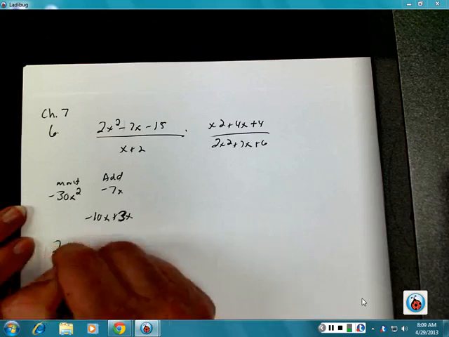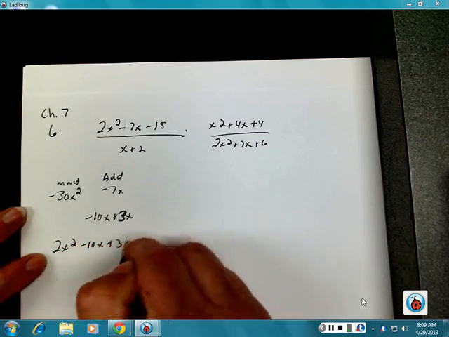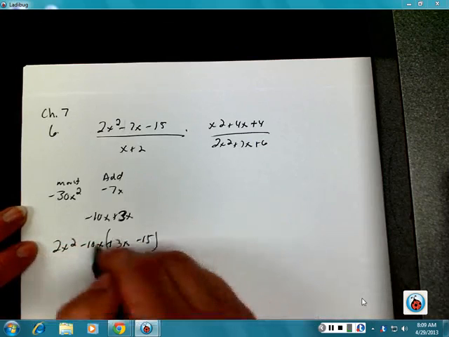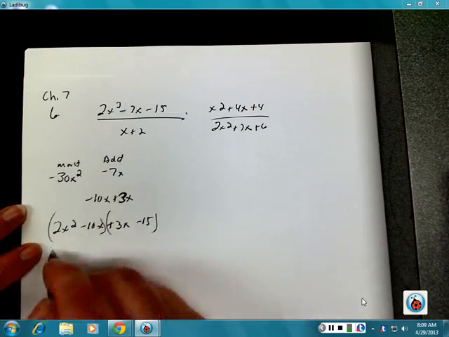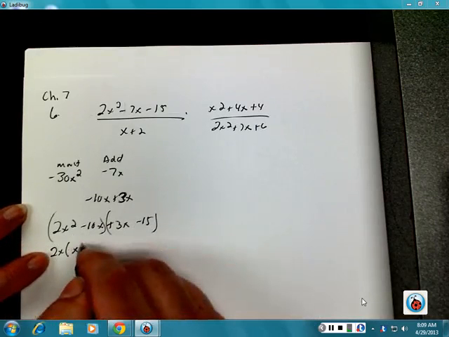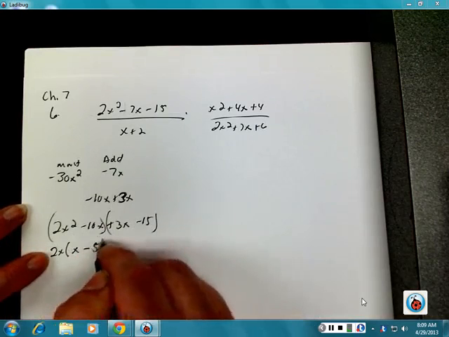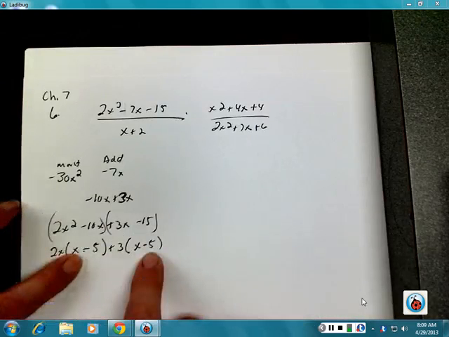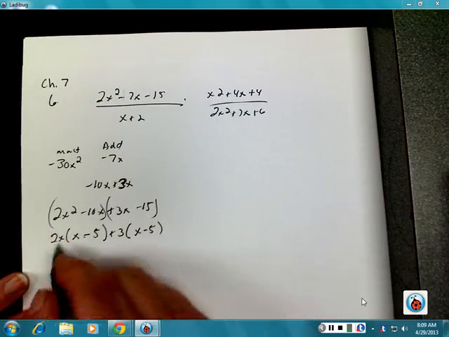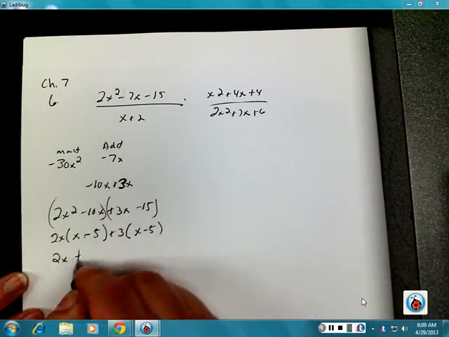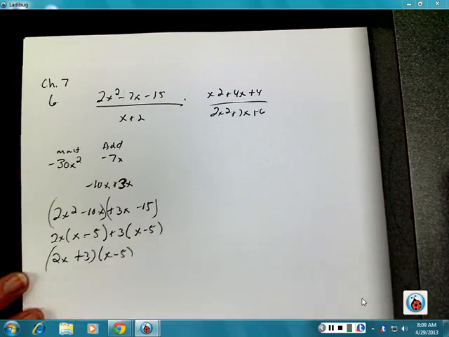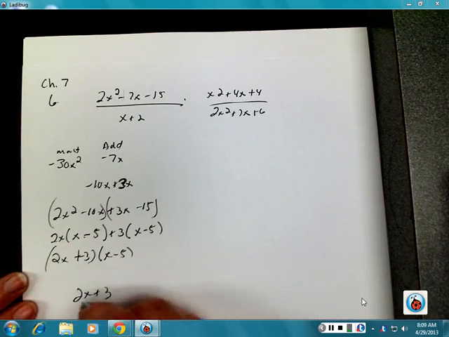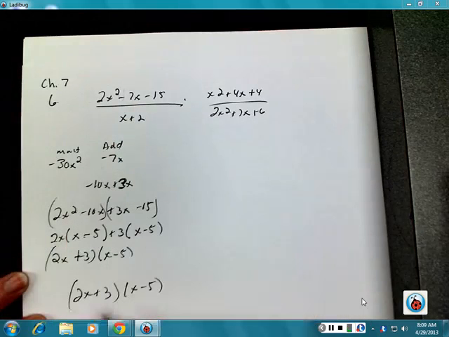Replace my middle: 2x squared minus 10x plus 3x minus 15. Group in 2's, and so I can pull out a 2x out of the first. Leaves me with x minus 5. Second one, I can pull out a positive 3. Leaves me with x minus 5. They both match, so I must have factored correctly. So this thing factors to 2x plus 3 times x minus 5. I do not have to factor that bottom, so x plus 2 just comes along. I don't have to do anything with it.